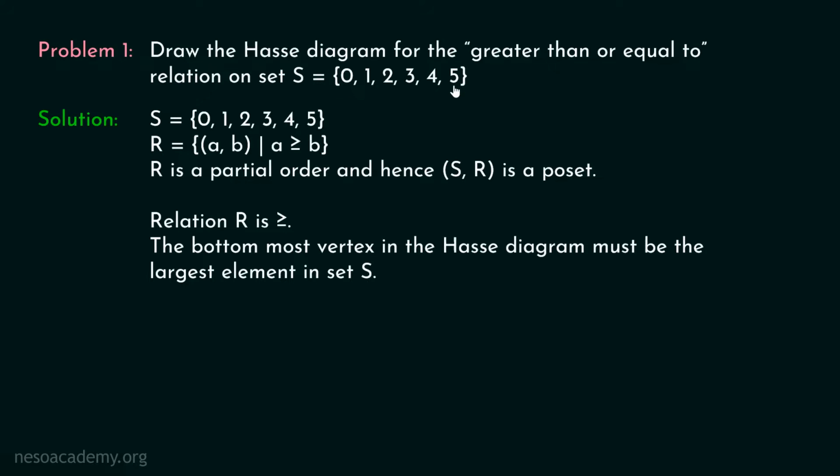And this element is going to be the bottommost vertex because the bottommost vertex from set S must be selected according to the relation, and the relation is greater than or equal to. We know that 5 is related to every other element in this set. And obviously 0 cannot be selected as the bottommost vertex because 0 is not related to any other element. You can see that 5 is greater than 4, 5 is also greater than 3, 5 is also greater than 2. And obviously 5 is the greatest element in this relation. Therefore, 5 is selected as the bottommost vertex in the Hasse diagram. It must be very clear to you.